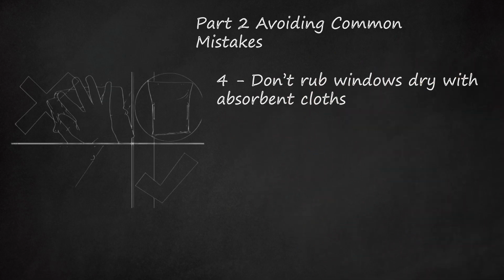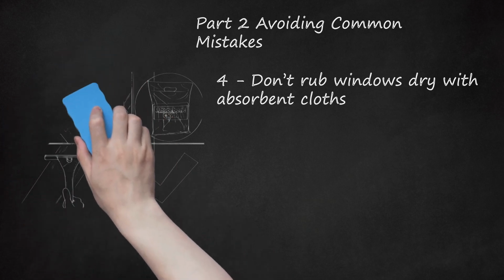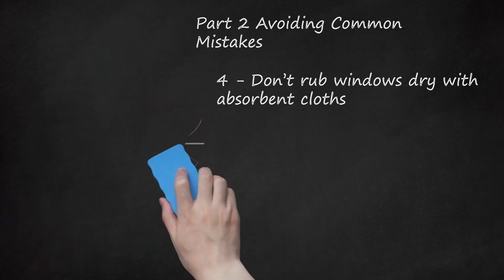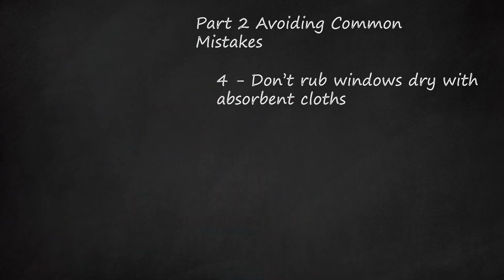4. Don't rub windows dry with absorbent cloths. When you use an absorbent cloth to rub a window dry, you just move dirt and moisture around on the glass rather than cleaning or drying it properly. Glass isn't actually as smooth as it looks, and is actually pitted. So when you use a cloth to dry windows, you leave different quantities of moisture and cleaner on different parts of the glass, and this leads to streaks. Squeegees are the best way to dry windows for a streak-free clean because they don't absorb moisture from one spot and deposit it elsewhere.